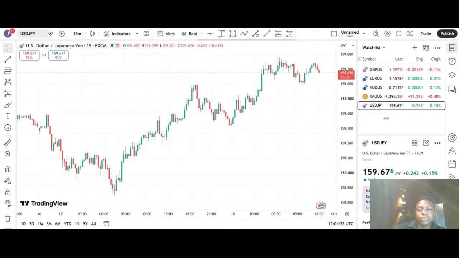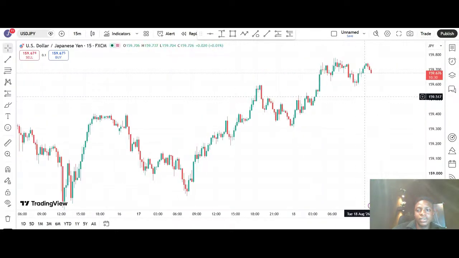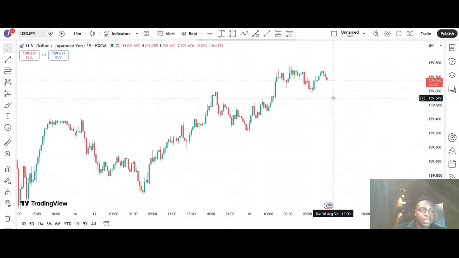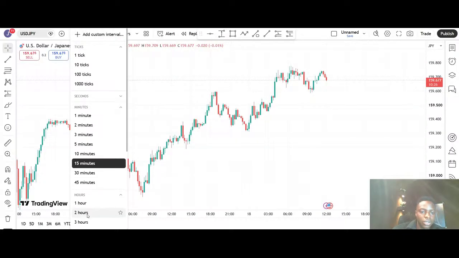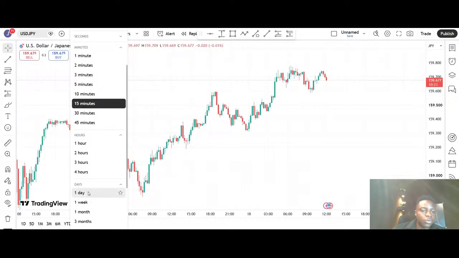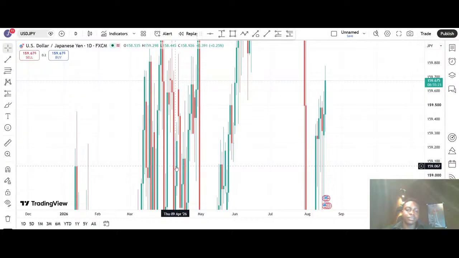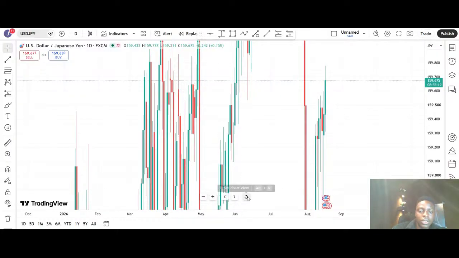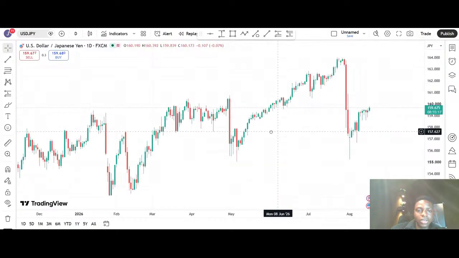And when it comes to trading, I do top down analysis, from the daily time frame. So first and foremost, we look at the daily time frame to see how the market is behaving.